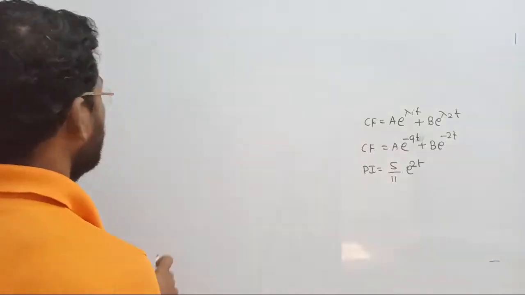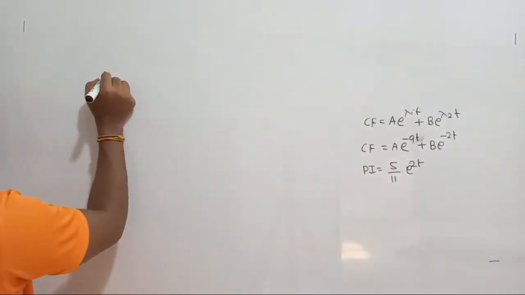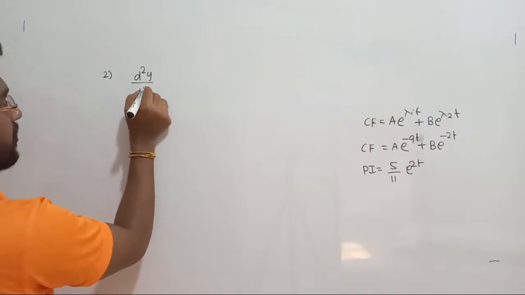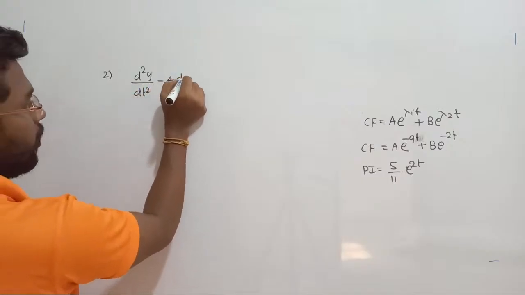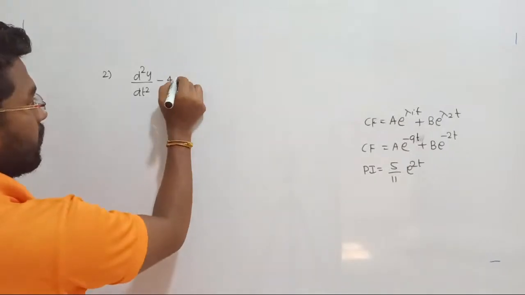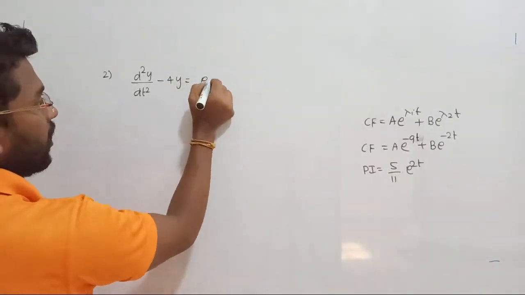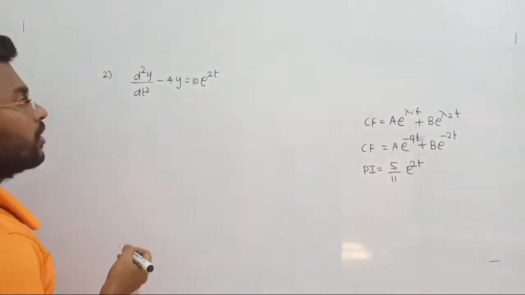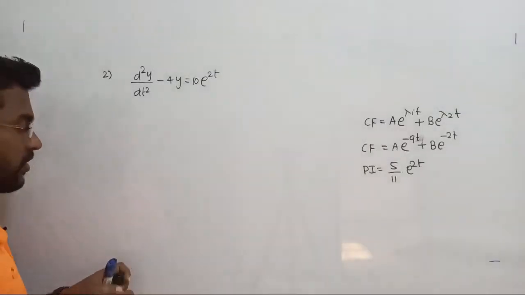What shall we consider now? Let me consider the second example: d square y upon dt square minus 4 into y is equal to e power 10 into e power 2t. Let us take the same signal. Now let us try and bring the answer for this function.